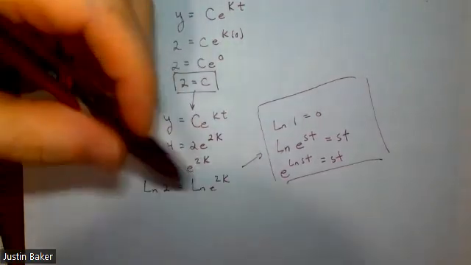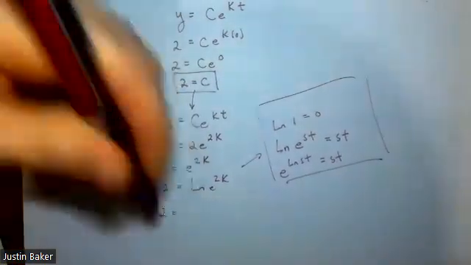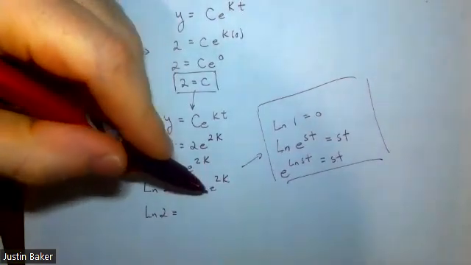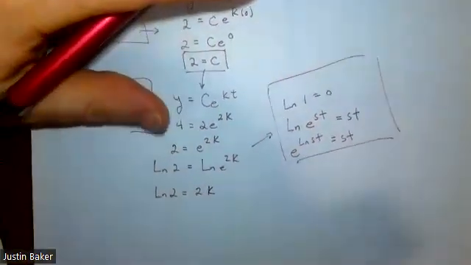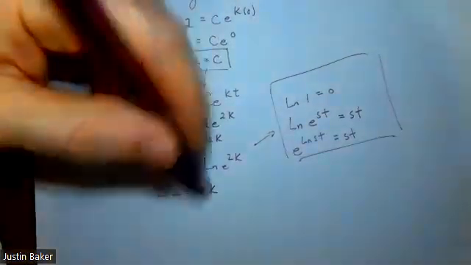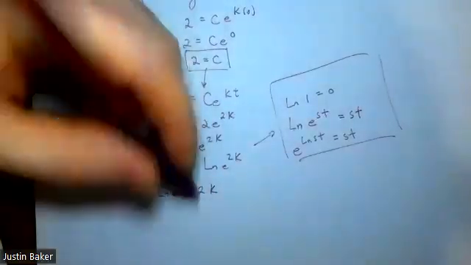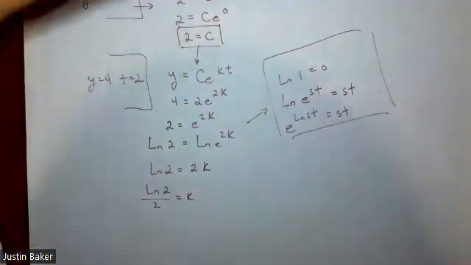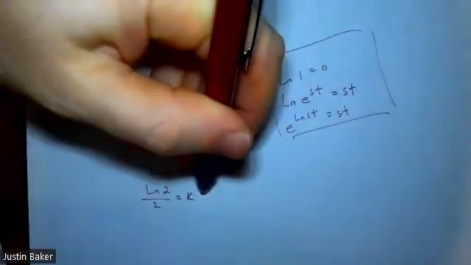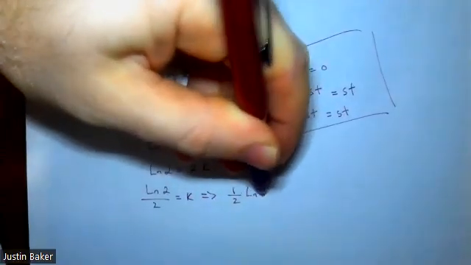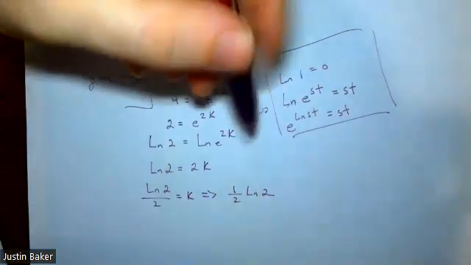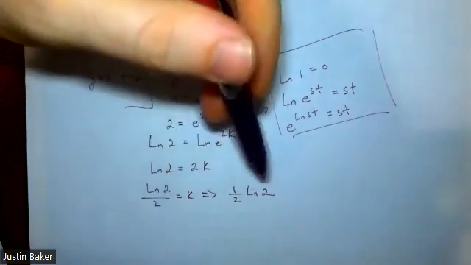Okay, so with that in mind, this is going to be natural log of 2 is equal to natural log of e to the 2k, which is 2k. Okay, and we're going to solve this out for k. So I'm going to divide both sides by 2. Now, there's some more playing around we can do with this. There's nothing wrong with that answer, but we can make it a little better. So would you agree that this is the same thing as saying 1/2 natural log 2? K is just ln 2 over 2, which is half natural log 2.